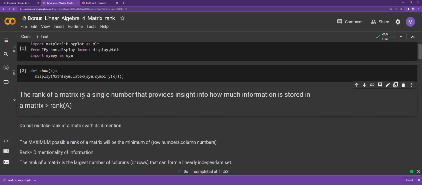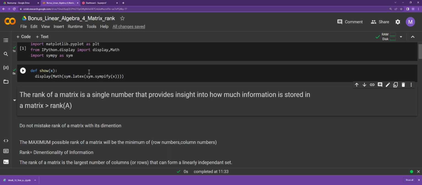Now, the rank of a matrix is basically a single number, and it gives you an insight into how much information is stored in that matrix. But what does that mean? If you think of the columns of a matrix or the rows of a matrix, we have discussed this before. Are these columns linearly independent from each other? Or are the rows linearly independent from each other? That is ultimately what governs the matrix rank.